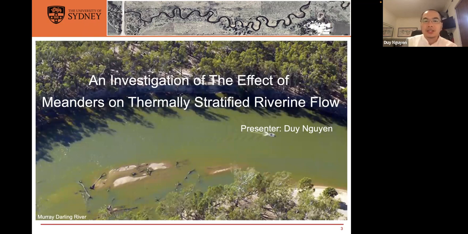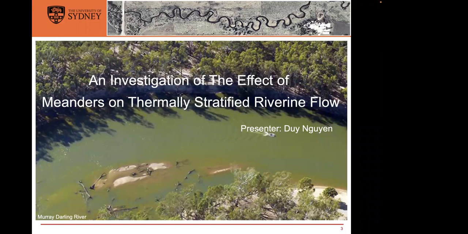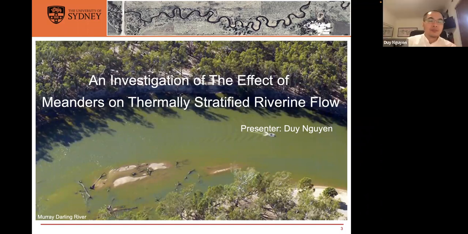So the title is An Investigation of the Effects of Meanders on Thermally Stratified Riverine Flows. So hello everyone, my name is Duy, and I am from the Sydney Fluid Dynamics Research Group at the University of Sydney. And here you can see in the photo, this is a section of the Murray-Darling River, and you see the color green. This is one section of a bend of the river, and the green indicates algae in the water.